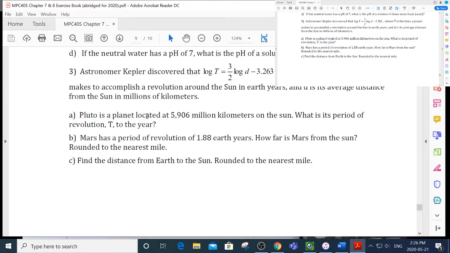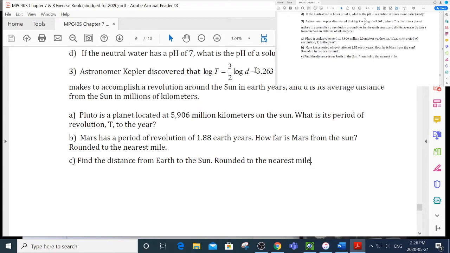Anyway, Pluto is this many kilometers from the sun. I actually did have a student last year who thought this was a decimal, and that's why they didn't get the right answer, because they come from France or Italy or wherever, where they use commas as decimals. They don't put commas in big numbers the way we do here in North America. So don't worry about that. That's just 5,906 million kilometers.